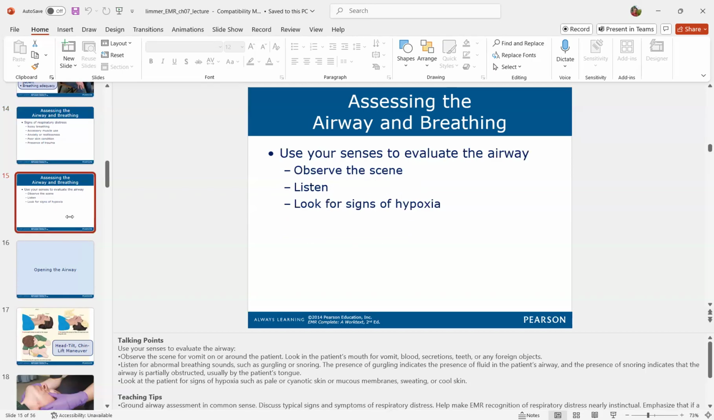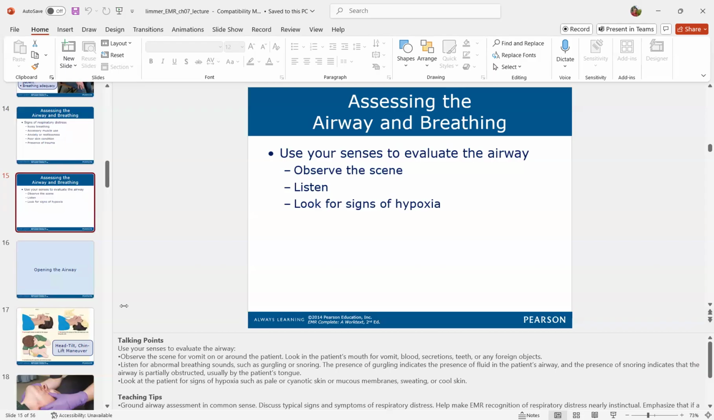So we can use our senses to evaluate the airway as well. Observe the scene, look for vomit on and around the patient, look in the patient's mouth for vomit, any blood, secretions, teeth, foreign objects. We can listen for abnormal breath sounds. A lot of times gurgling, snoring. So gurgling is going to be the presence of fluid in the patient's airway, while that snoring is going to indicate it's partially obstructed.